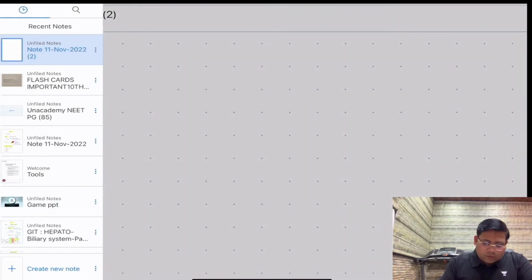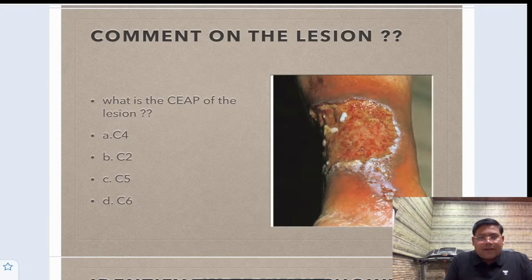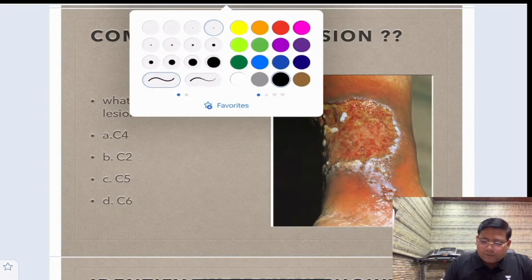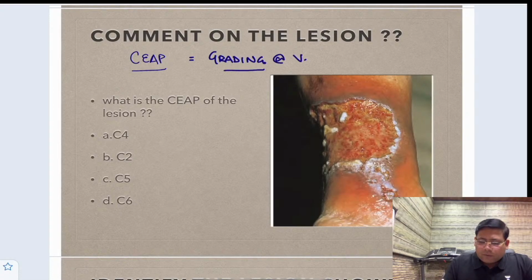So this was the question that you have in front of you, and let us understand the solution. So what is this CEAP classification all about? Let us try to understand it first. CEAP is nothing but the classification for grading of venous insufficiency.